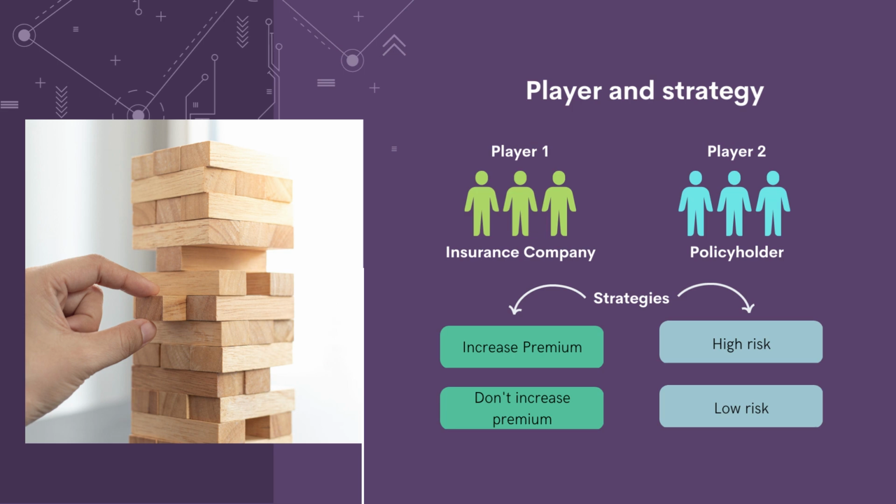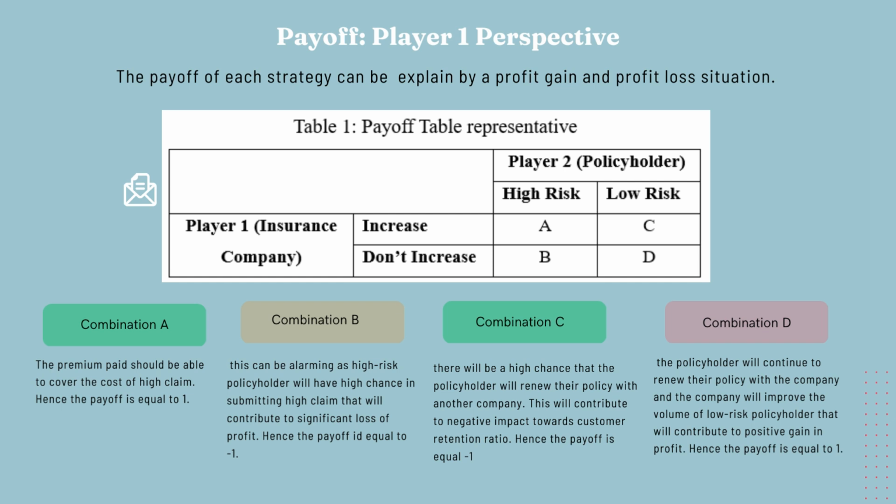Next, I will talk about the payoff, how the payoff is defined. The payoff of this strategy can be explained by profit gain and profit loss. So when something happens, for example, when the insurance company increases the premium while the policyholder is high risk, are they gaining anything? Or is it a loss for them if they do that?